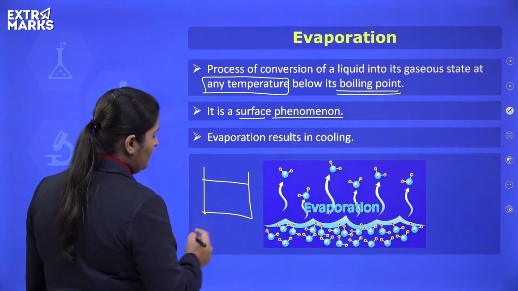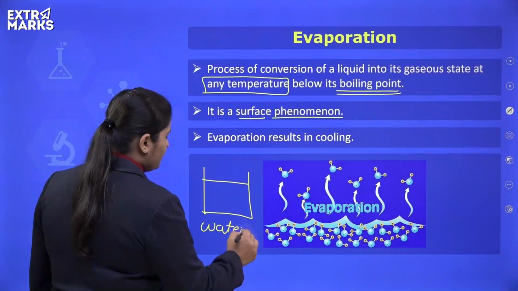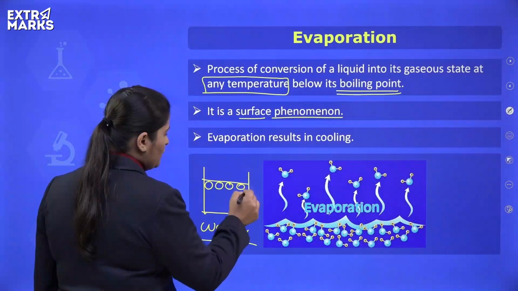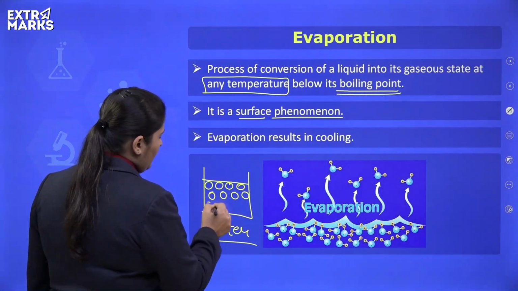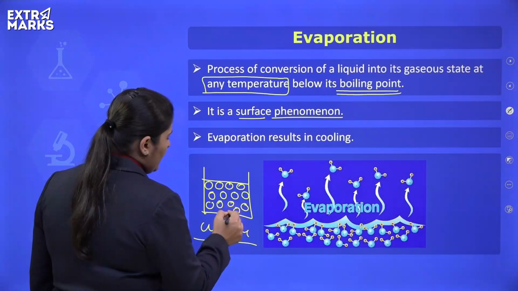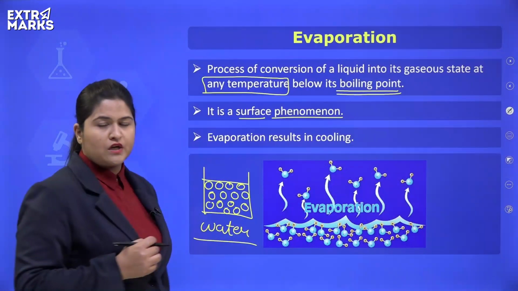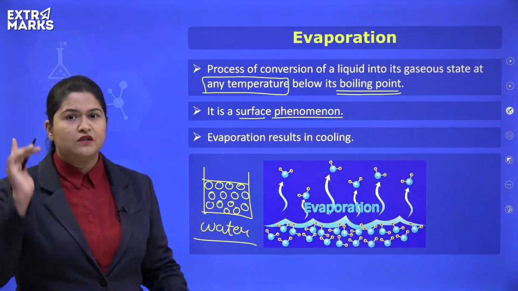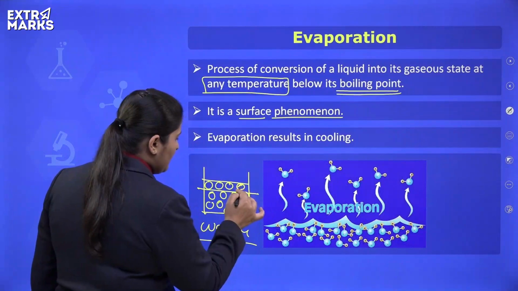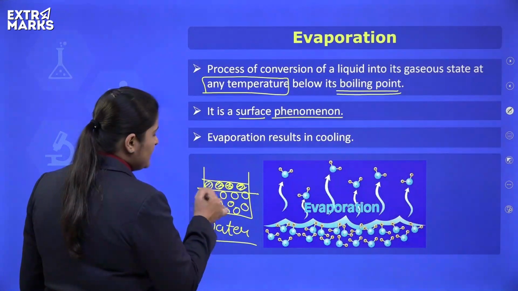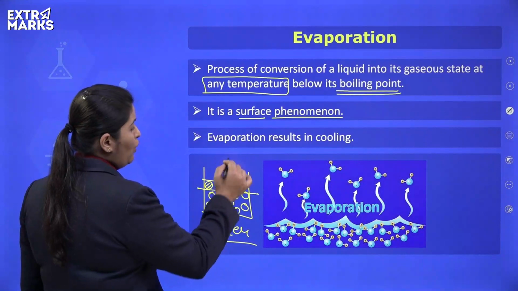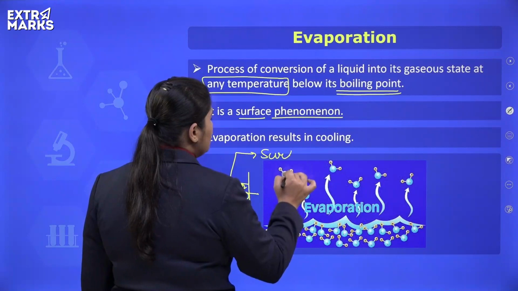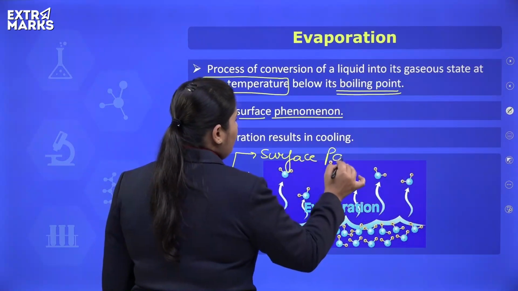Suppose I have a beaker here, and inside this beaker I have filled water. So suppose these are the molecules of water. Since water is a liquid, there is a little space present between its molecules. Now, the molecules inside water can be categorized into two types. The molecules which I am highlighting are present at the surface of the water. They are in direct contact with the external atmosphere. So, I will label these particles as surface particles.